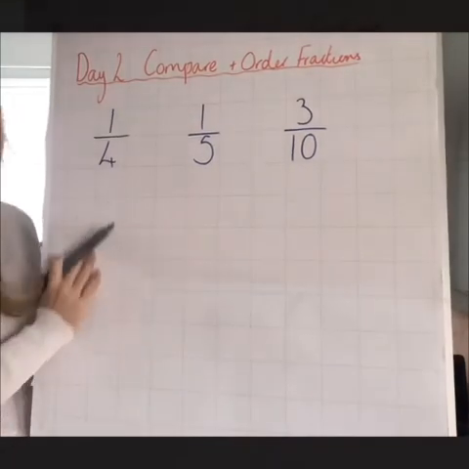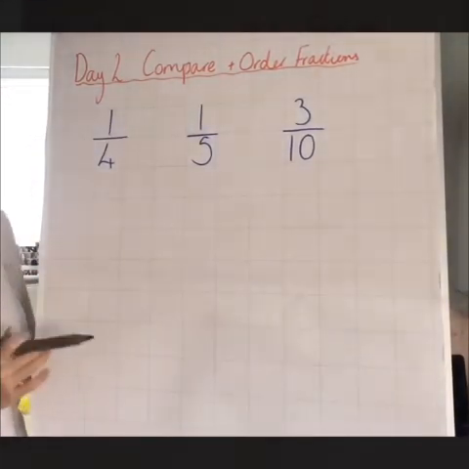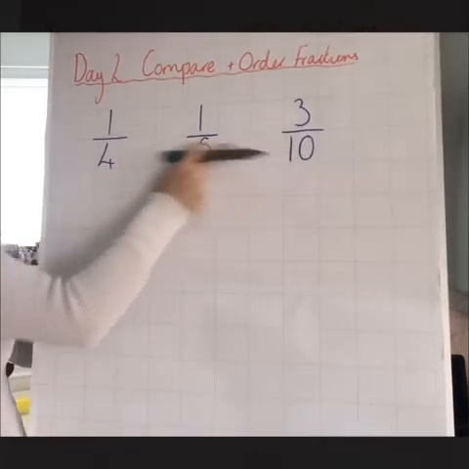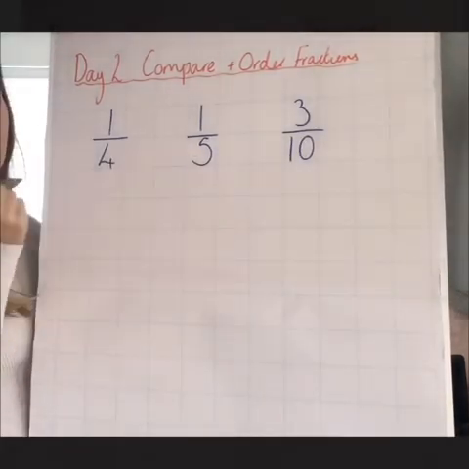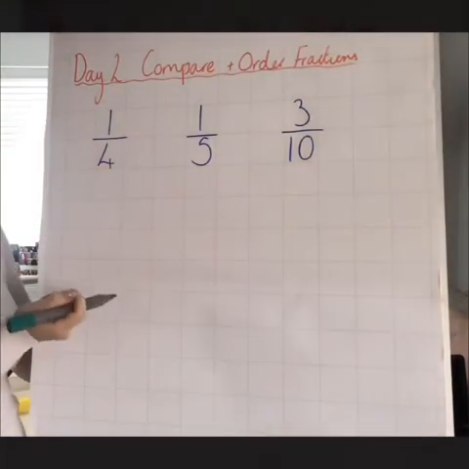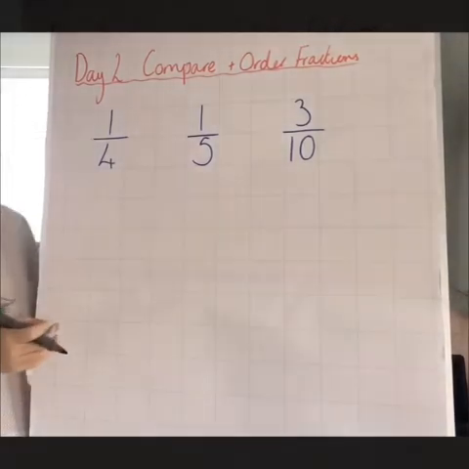So I'm just going to do a little refresh today in case you've completely forgotten our strategies for it. I've got three fractions here and I want to compare them, and I'm going to use the greater than, the smaller than and the equals symbols to compare them first, and then I'm going to order them, okay?